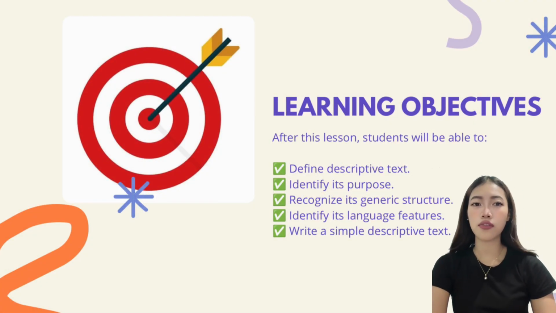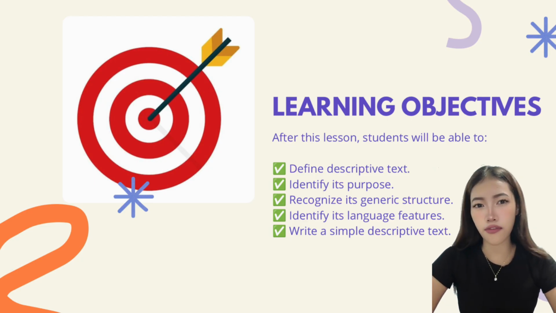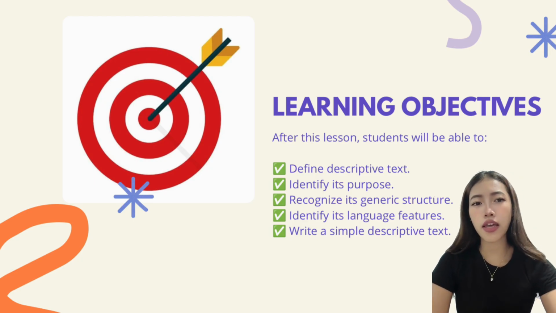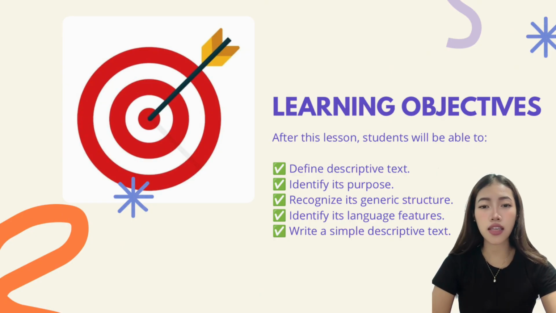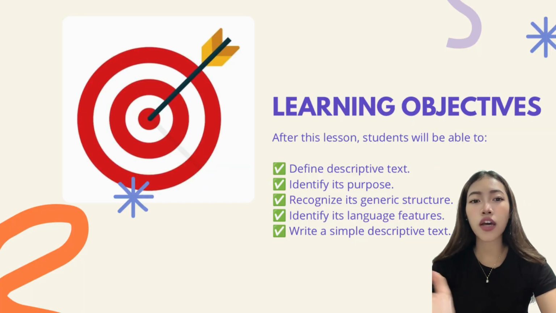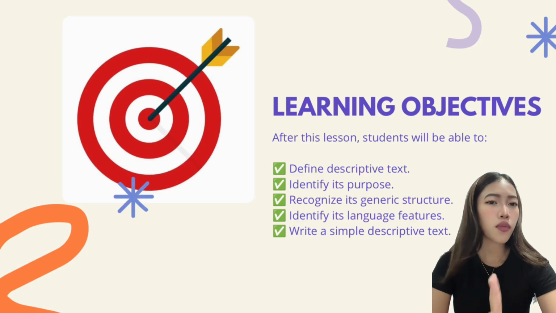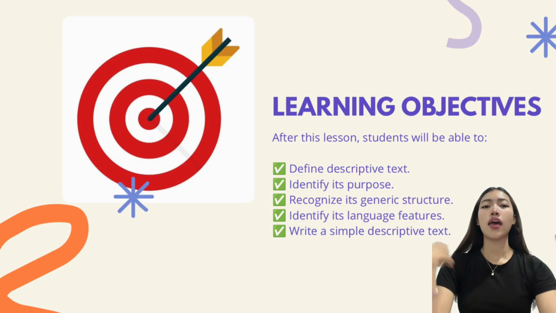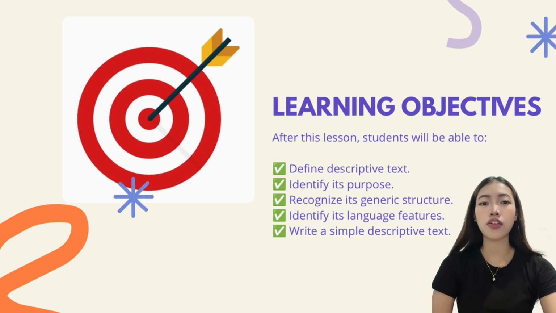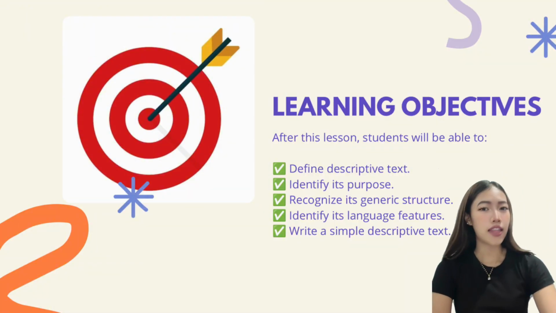Okay, before we jump into the lesson, let's take a quick look at our learning objective. Today, we're going to understand what a descriptive text is, why we use it, and how it's organized. We'll also learn some useful vocabulary and simple grammar that will help us describe something more clearly. And at the end of the lesson, you'll have a chance to create your own short descriptive text. Sounds fun, right? Let's move on.